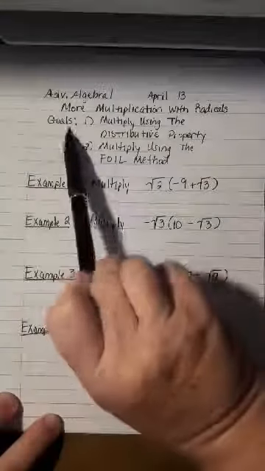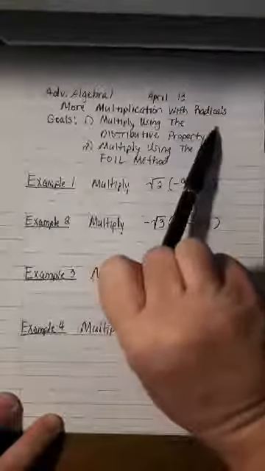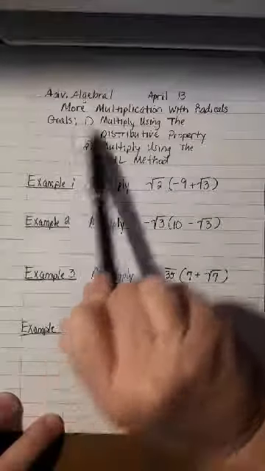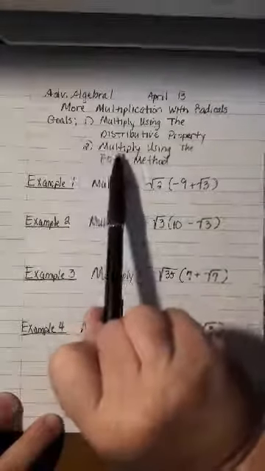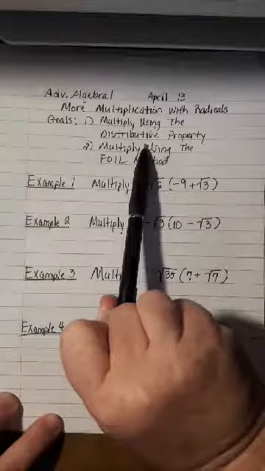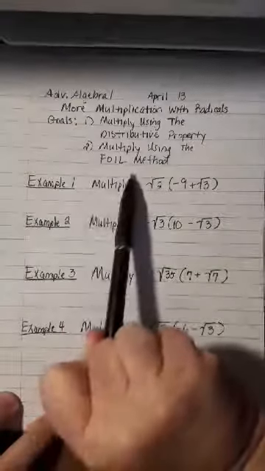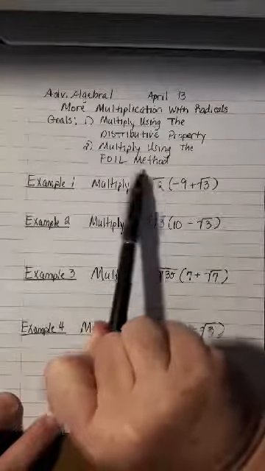But we are going to be doing more multiplication with radicals. We have two goals. We're going to be multiplying using the distributive property. And then we're going to be multiplying using the FOIL method.